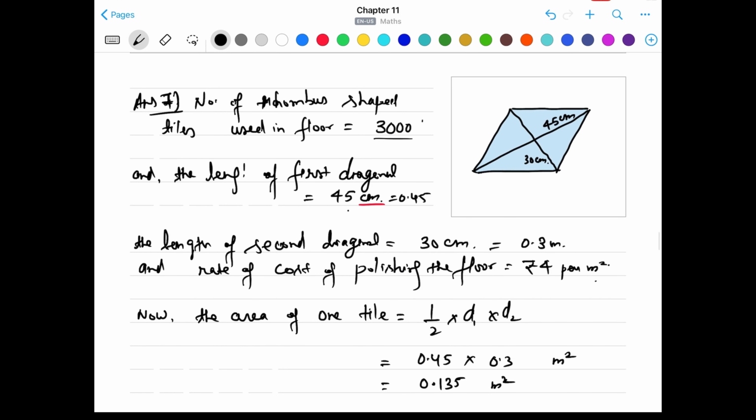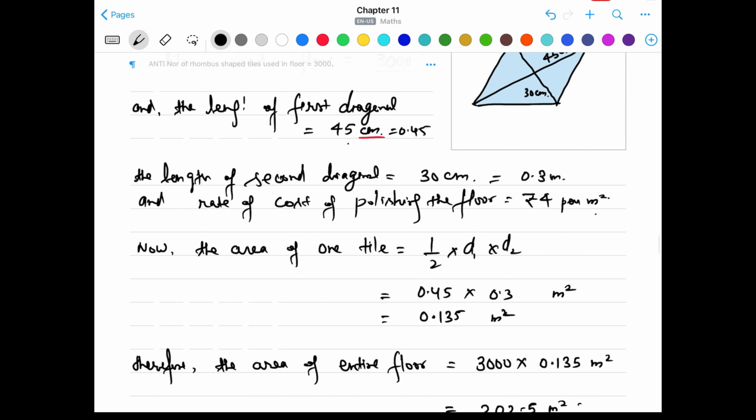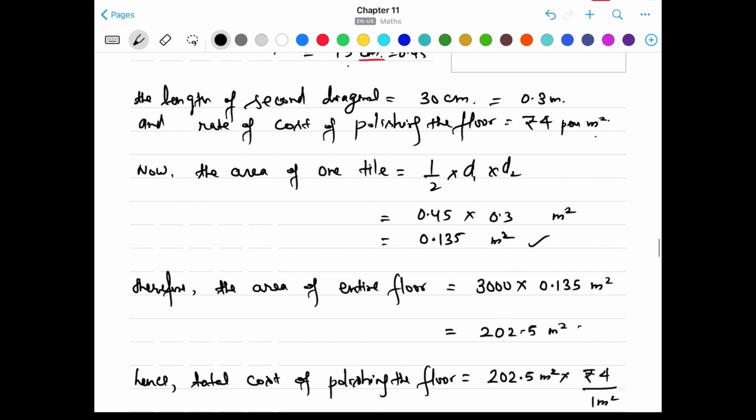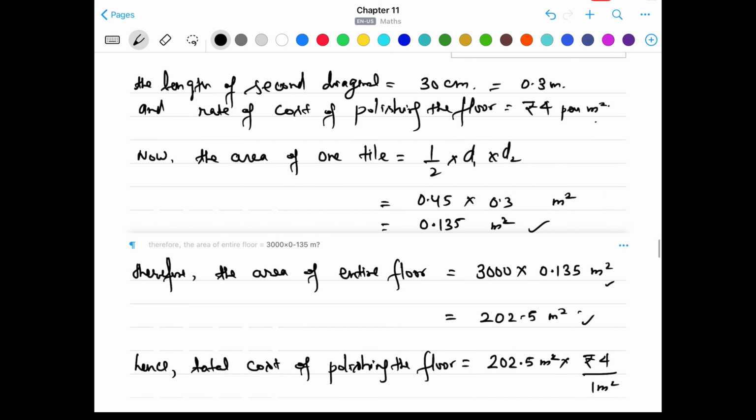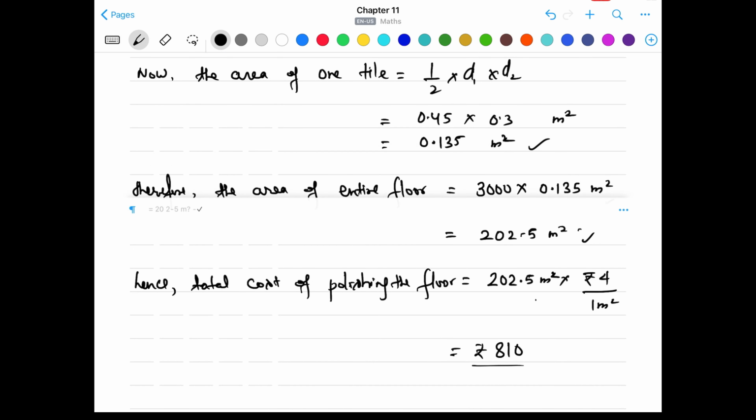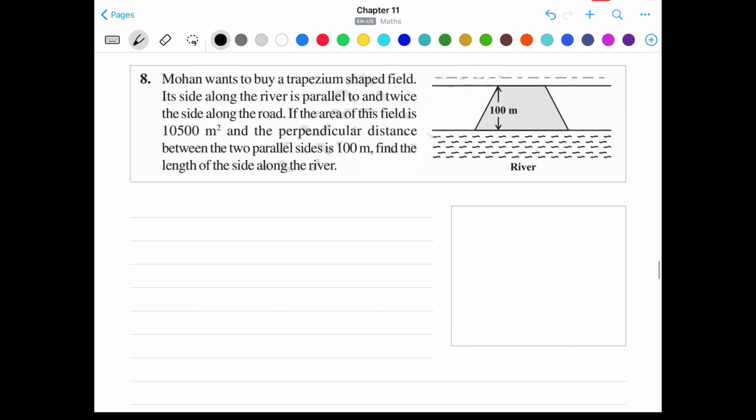Okay, so what we did is we are given the number of tiles and the length of the diagonals. So we calculated the area of one tile, then multiplying that area by the number of tiles, we got the area of the entire floor, and by multiplying the area of the entire floor with the rate of cost, we got the total cost of polishing the floor. Okay, so that's the answer number 7.